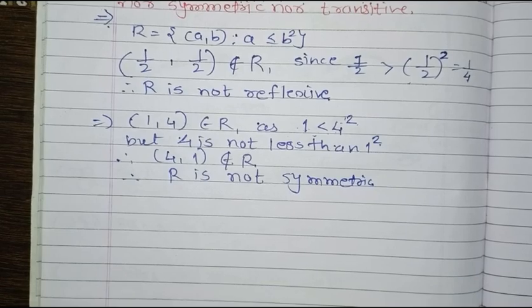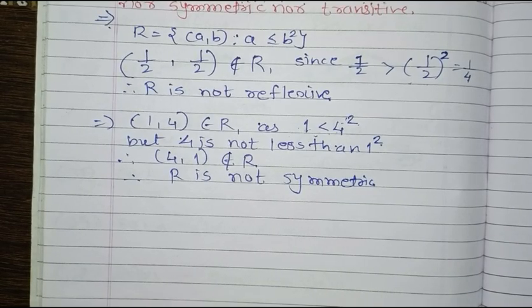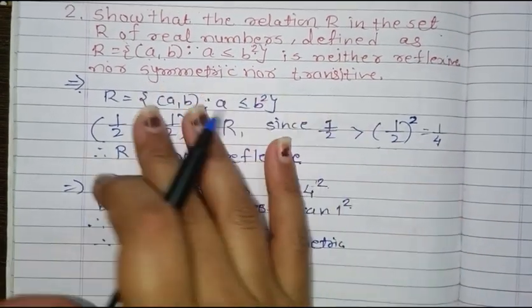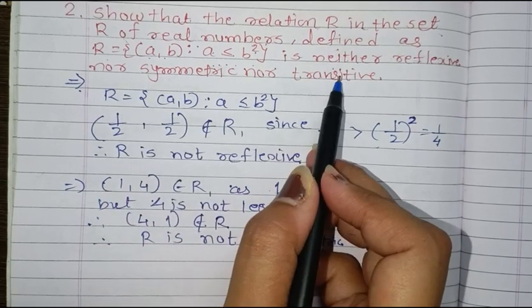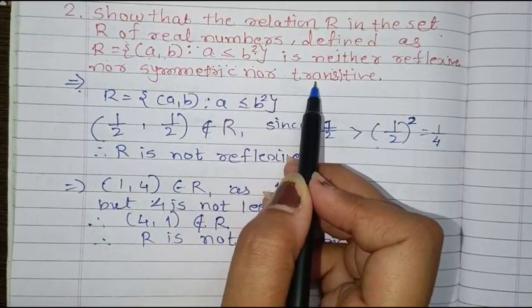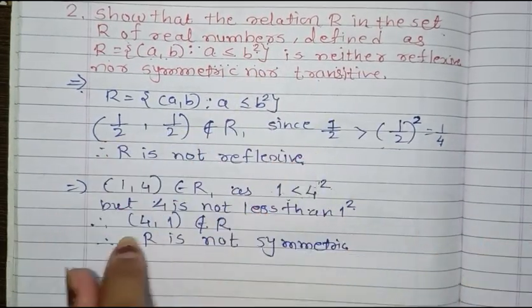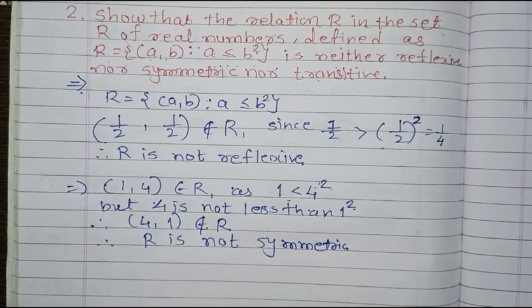In the question it is already mentioned that you have to show R is not symmetric, not reflexive and not transitive. You have to just take a counter example and give the proof.